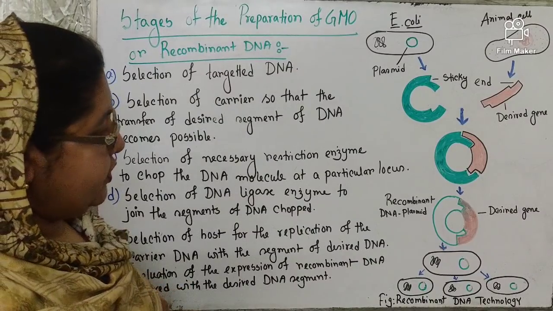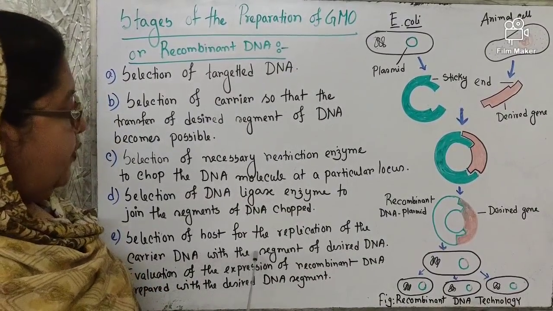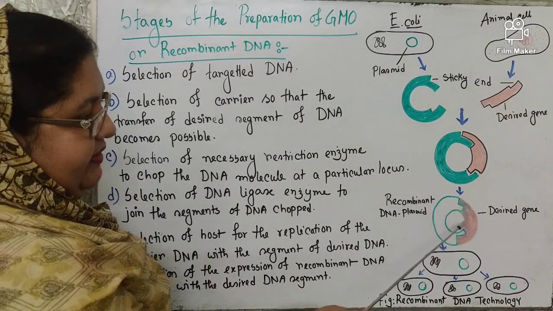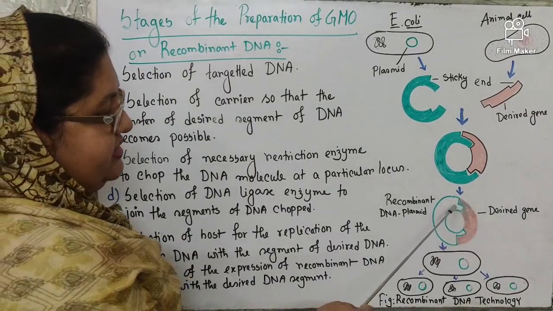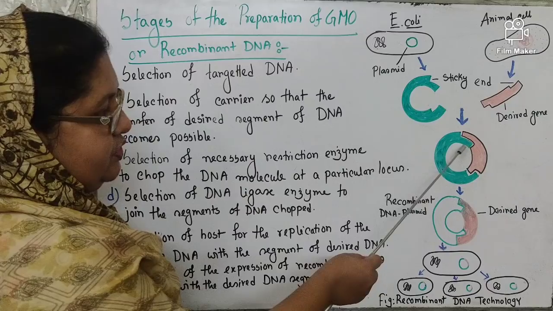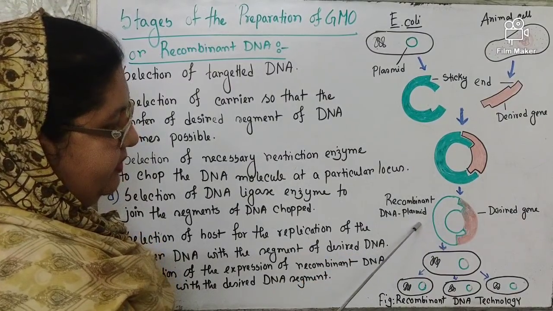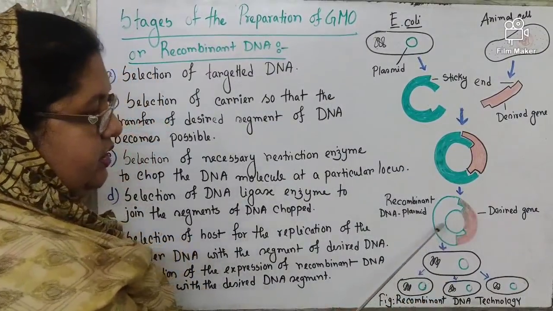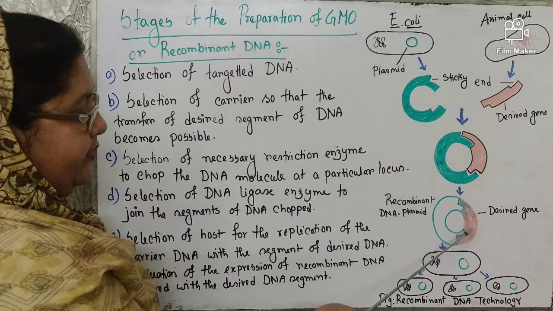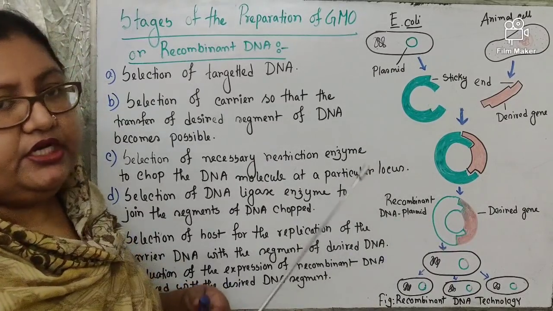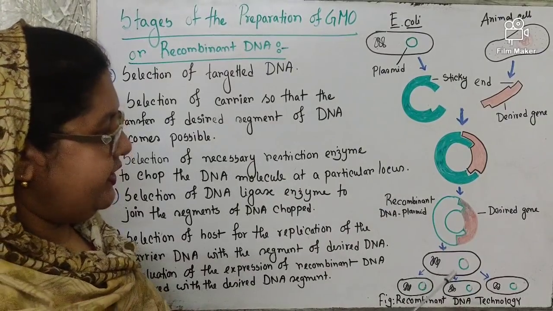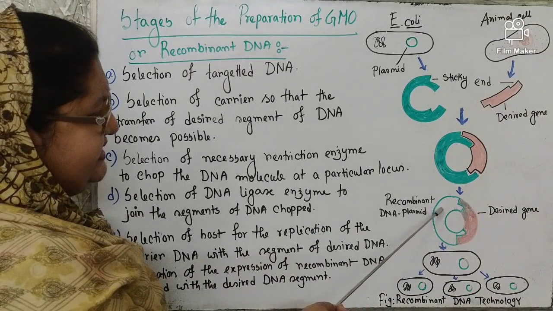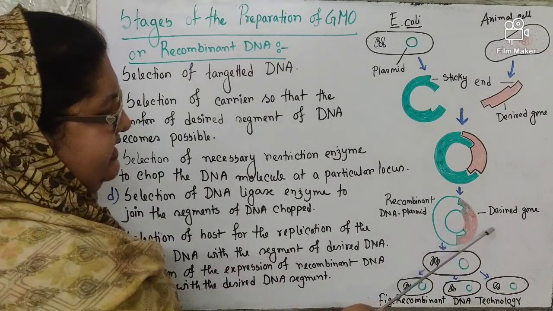Selection of host for the replication of the carrier DNA with the segment of desired DNA. What does it mean? It means that when the ligase enzyme is used, it helps to join the two DNA segments, and thus the recombinant DNA plasmid is produced with the desired gene. Okay, so this is the new DNA segment that we try to produce for the genetic engineering process. So this DNA plasmid contains the desired part.